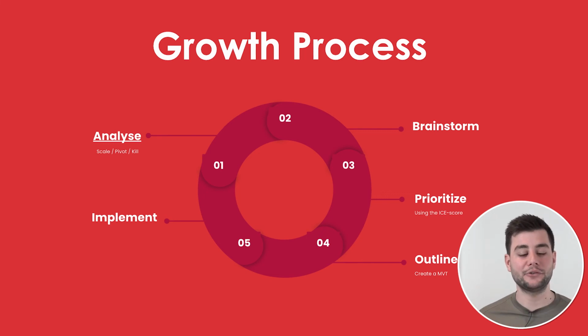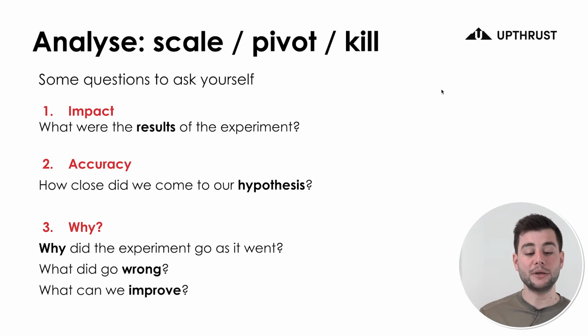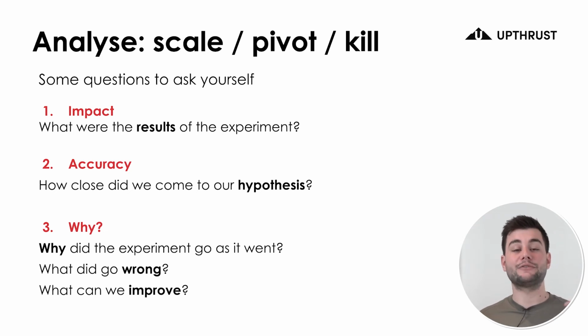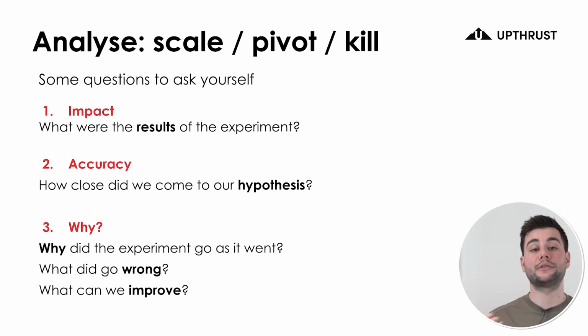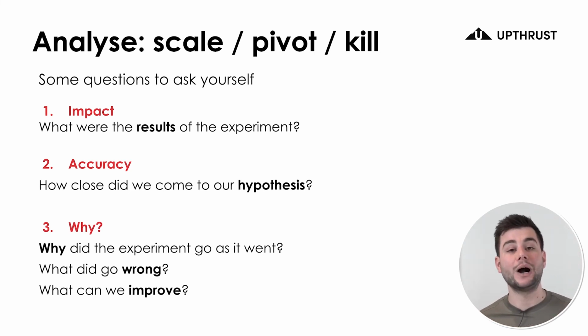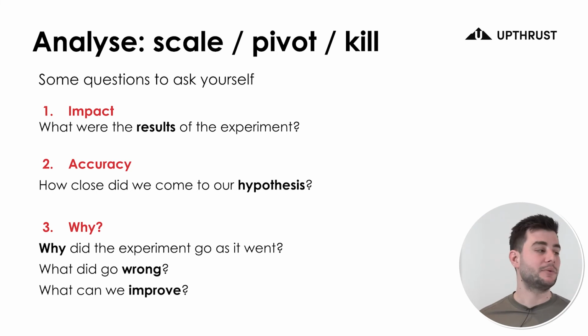In the analysis part, you're going to decide what you're going to do now with the experiment. Very important: you're going to decide if you're going to scale it, pivot it, or kill it. So first, you will need to ask yourself some questions. What was the impact of the experiment? What were the results? How close did we come to the hypothesis? And why did it go as it went? Maybe something was wrong and we saw, okay, there was a big difference between the messaging we used in the ad and the messaging on the website.